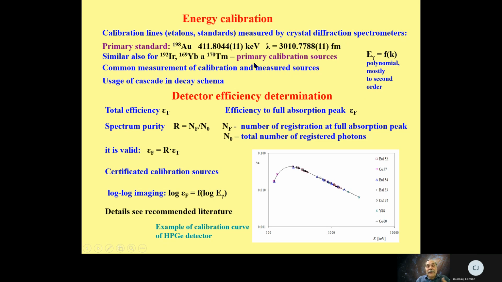But we have some other primary calibration sources which are calibrated and normalized on this line, and we have measurements with very high accuracy. These are radionuclides, for example, 192 iridium, 169 ytterbium, and 170 thulium.